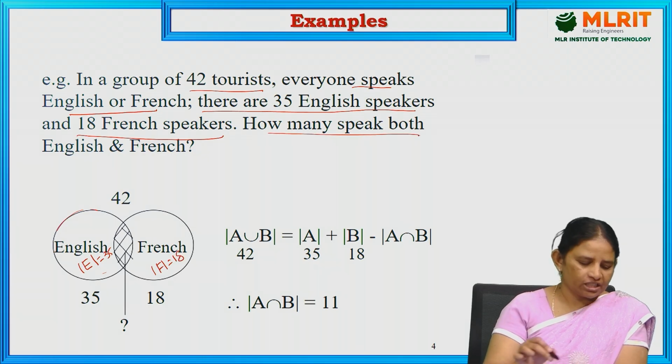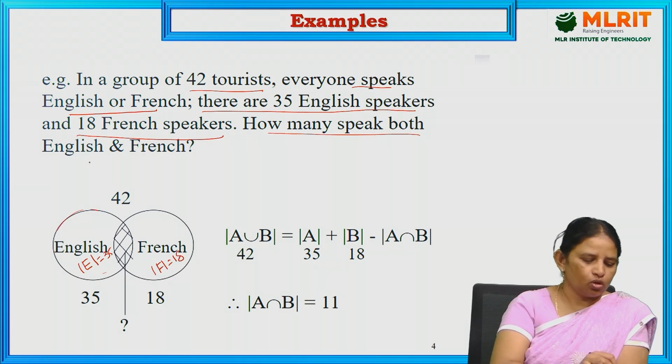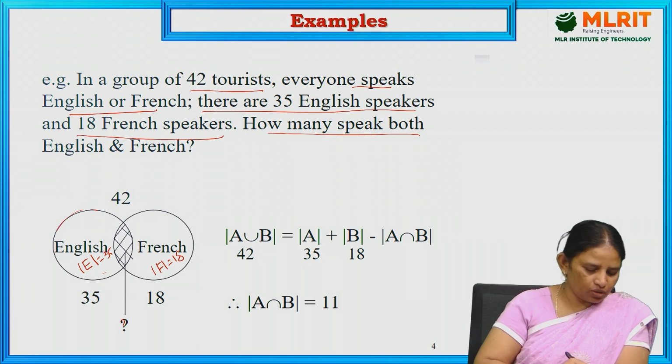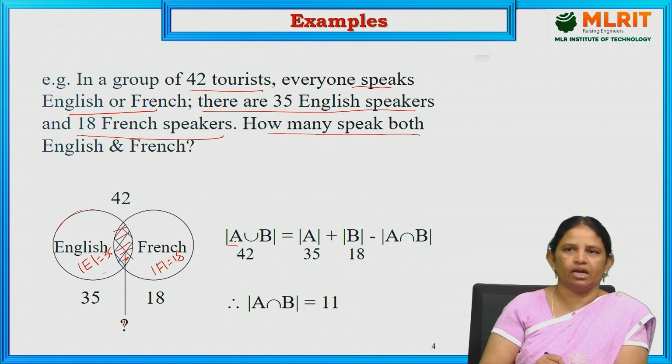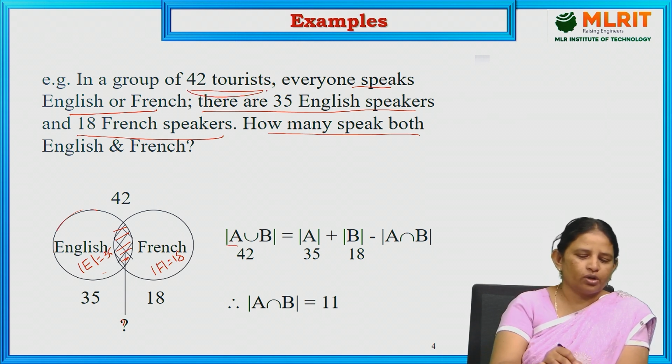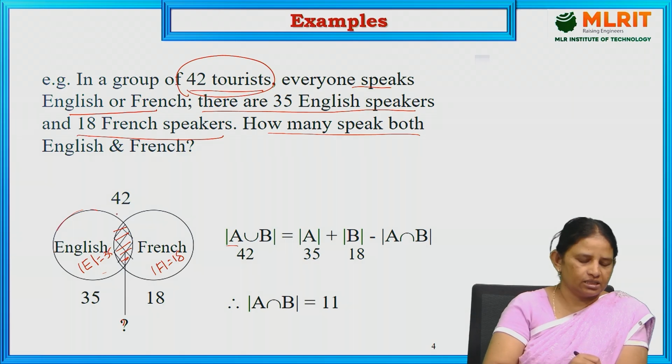Then how many members can speak both English and French? We don't know this value, we need to find it out. That means we need to find mod E intersection F. For that we can consider any variable, but here consider it as A. Then the total number in the group, that is A union B, is equal to 42.